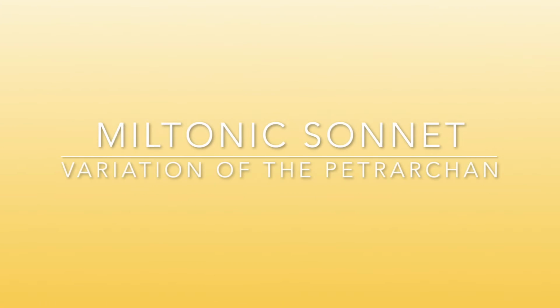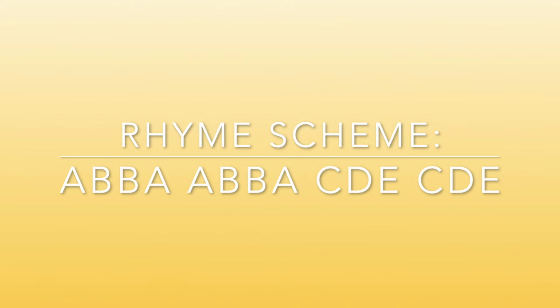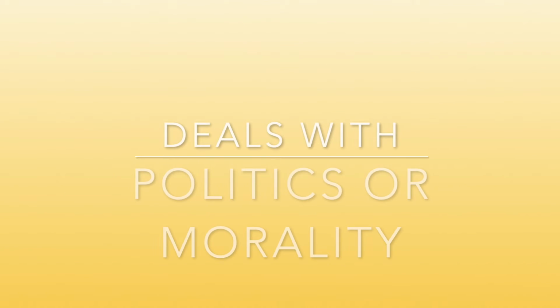The Miltonic sonnet is a variation of the Petrarchan sonnet. It follows the same rhyme scheme as the Petrarchan sonnet, ABBA, ABBA, CDE, CDE. It differs, however, in its content. Rather than addressing nature or romantic love, the Miltonic sonnet typically deals with politics or morality.